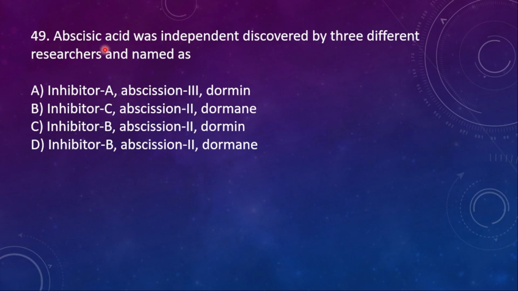49th one, abscisic acid was independently discovered by 3 different researchers and named as A. Inhibitor A, abscission 3, dormant. B. Inhibitor C, abscission 2, dormant. C. Inhibitor B, abscission 2, dormant. D. Inhibitor B, abscission 2 and dormant. Here the right option is option C, inhibitor B, abscission 2 and dormant.